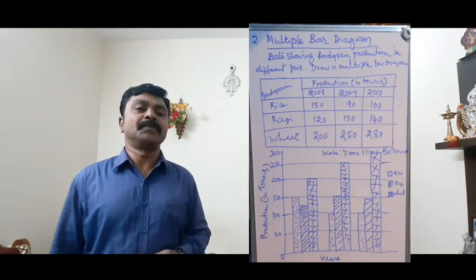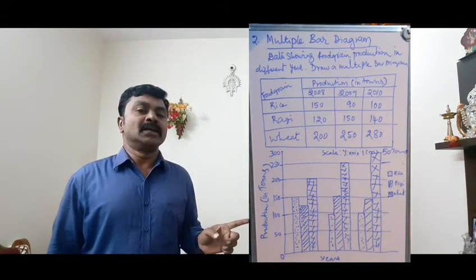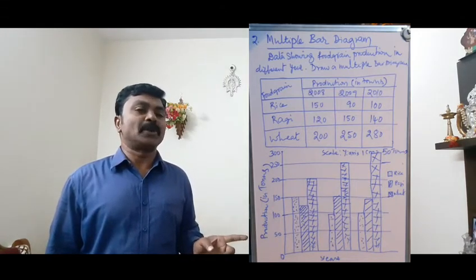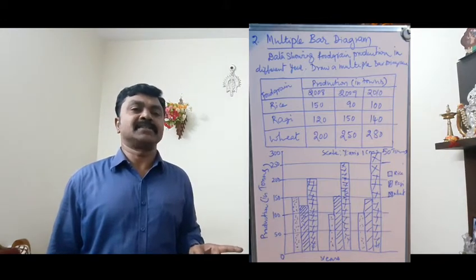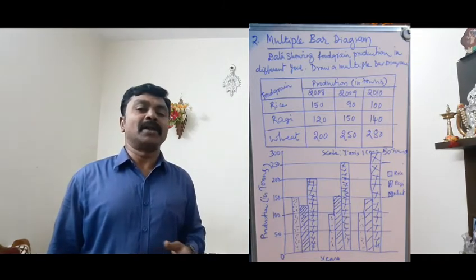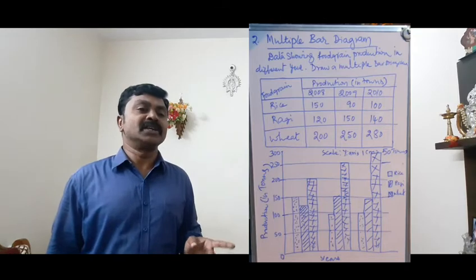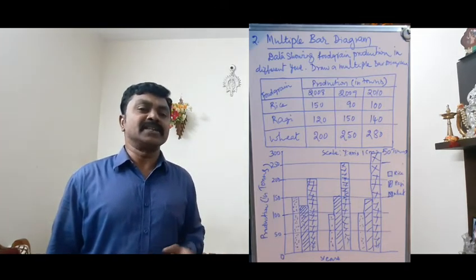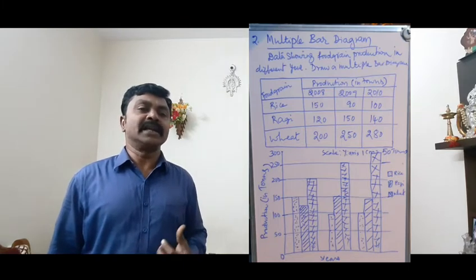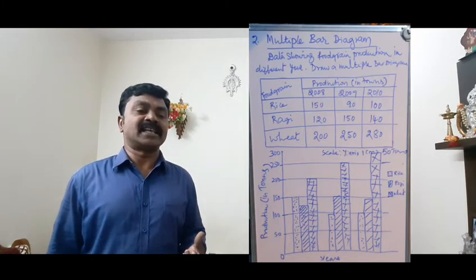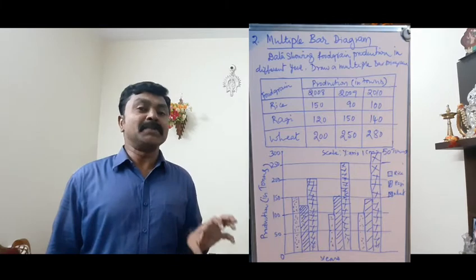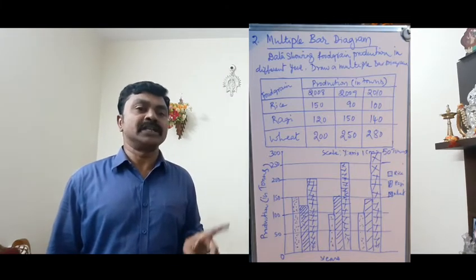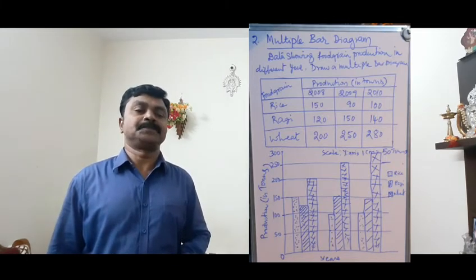The best example is the following data showing food grain production in different years. That would be represented with multiple bar diagrams. It clearly shows that the interlinked data for different years has been represented in multiple bars used in these diagrams.